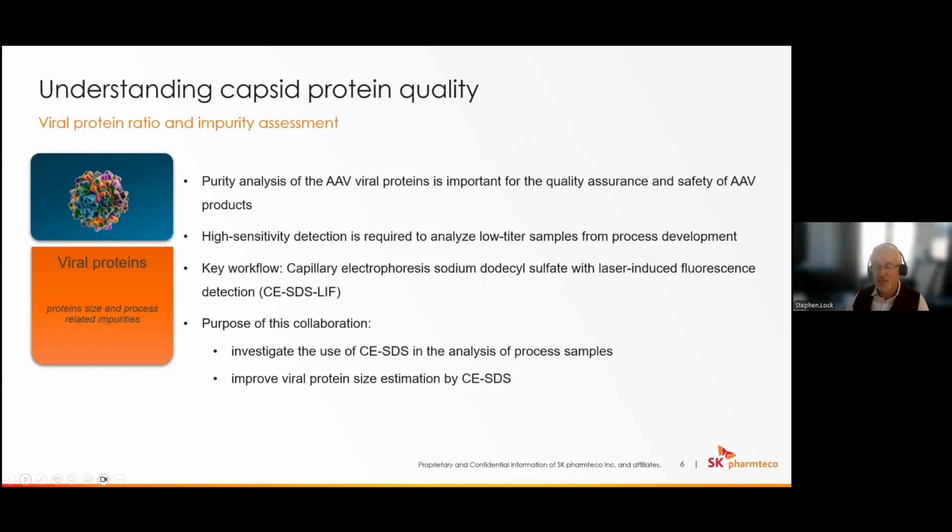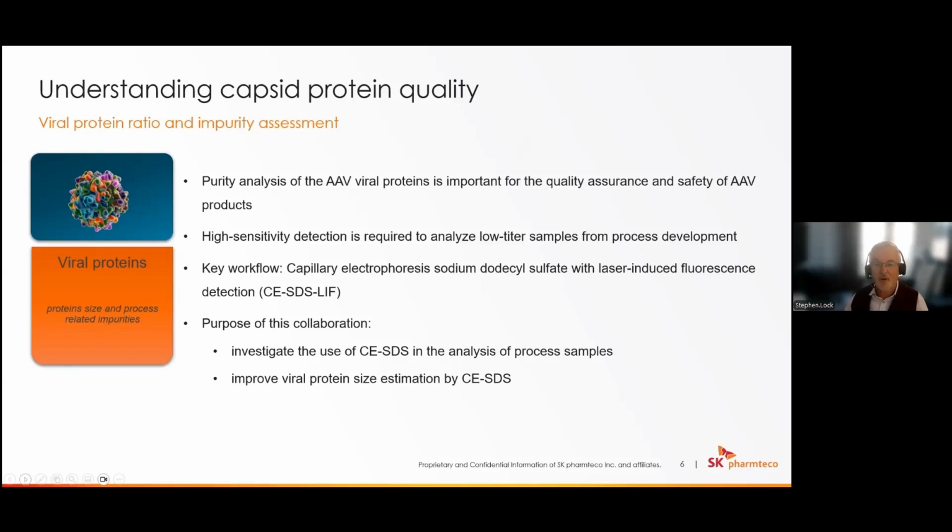You can also use it as a viral titer. So you could use, for example, a viral VP3 or viral protein 3 as an indication of amount of viral particles and therefore the potency of your sample. The CSDS assay is highly sensitive detection because it uses LIF, and it has the ability to analyze low titer samples. Again, this is important to bear in mind because in process development, often the sample concentrations are a lot lower than the quality control sample.